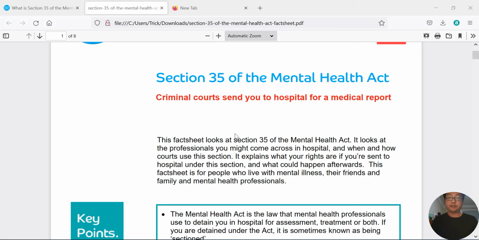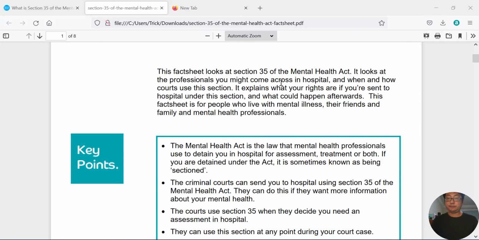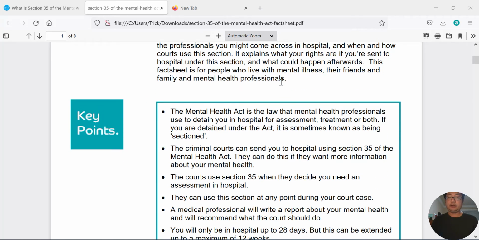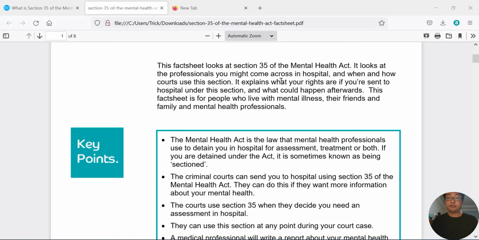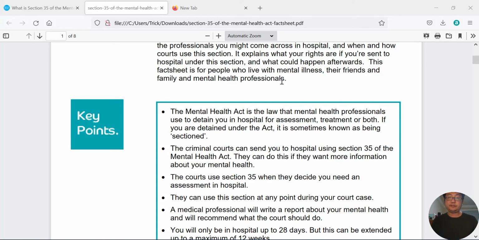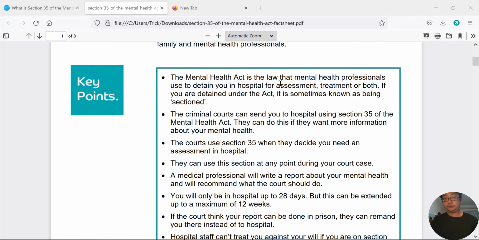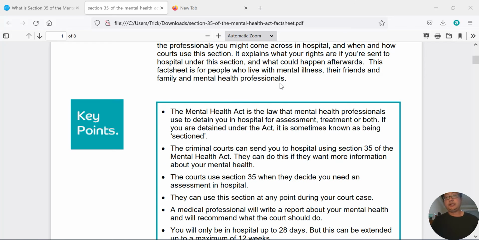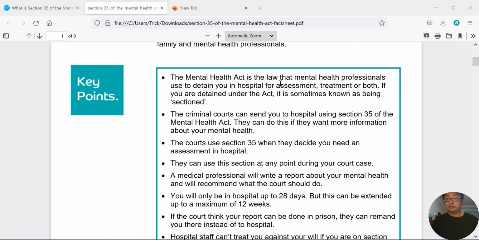So pretty much, section 35 of the Mental Health Act is when a criminal court sends you to the hospital for medical treatment. Section 35 is about how professionals deal with hospitals, and this section will be teaching you about your rights if that happened to you. Your friend, family, and mental health professional, once they sign a consent form, will be able to discuss your information with the doctor and the nurses.